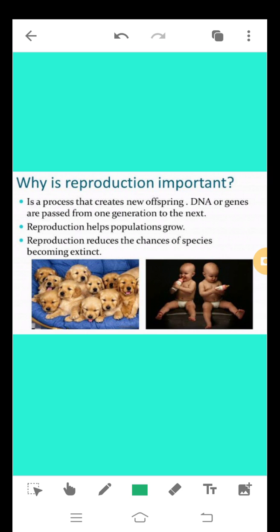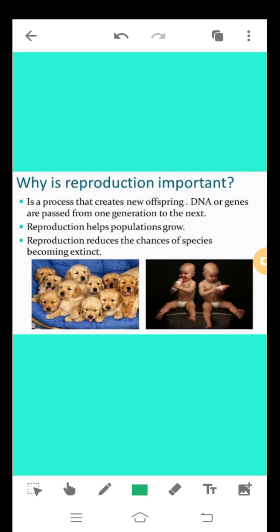So, children, we all know that we inherit DNA or genes from our parents, and because of these genes only we are getting some features and characteristics which are similar to our parents. So these features or characteristics are passed from one generation to next because of reproduction.